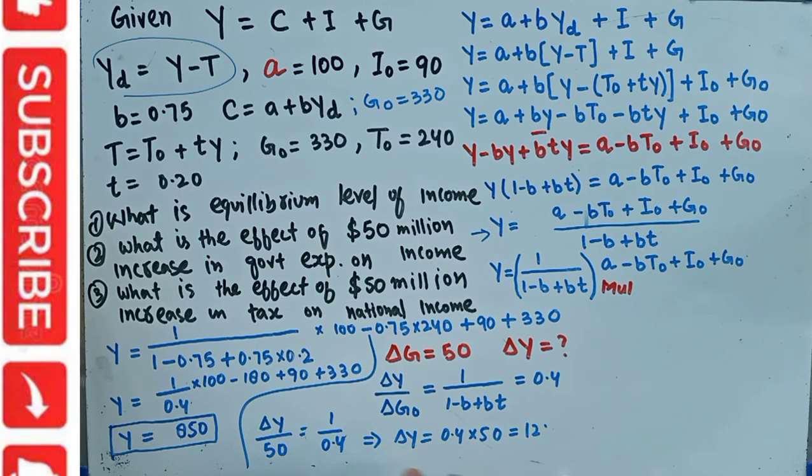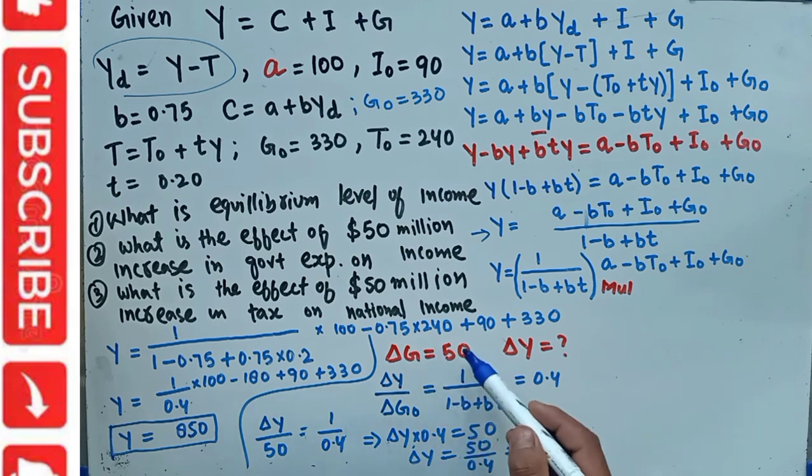So what will happen here then? We have del y into 0.4 is equal to 50, which implies del y will be equal to 50. Transposing this 0.4, it will get divided by 0.4, and we will get the change in income equal to 125. With the change in government expenditure by $50 million, national income will increase by $125 million. That is the government expenditure multiplier.